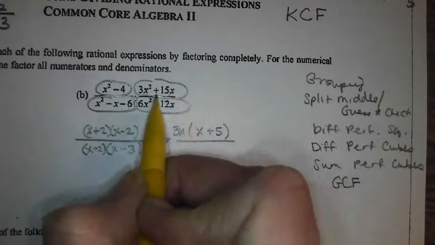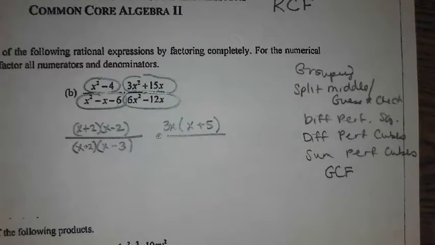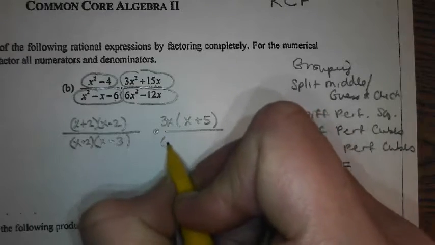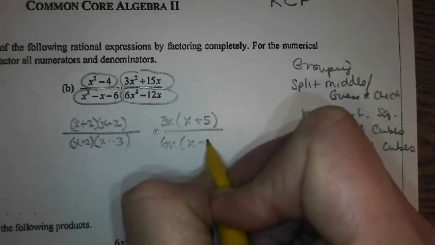Denominator, last round of factoring. What method does that call for, Kaylee M? GCF, what is the GCF? 6x. I'm left with x minus 2.